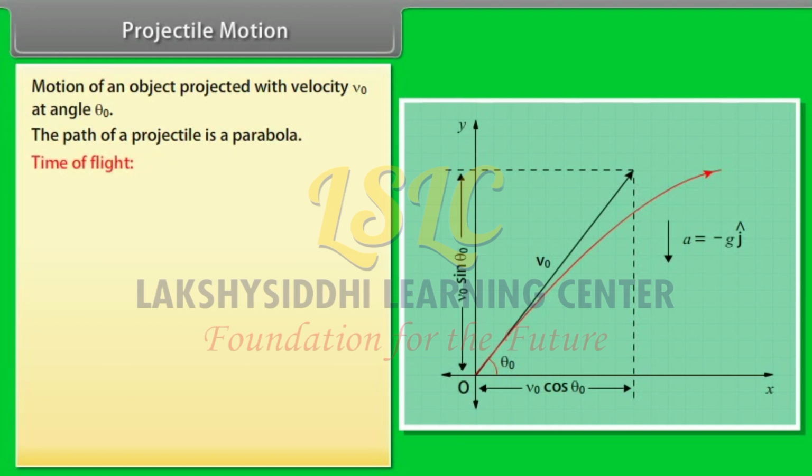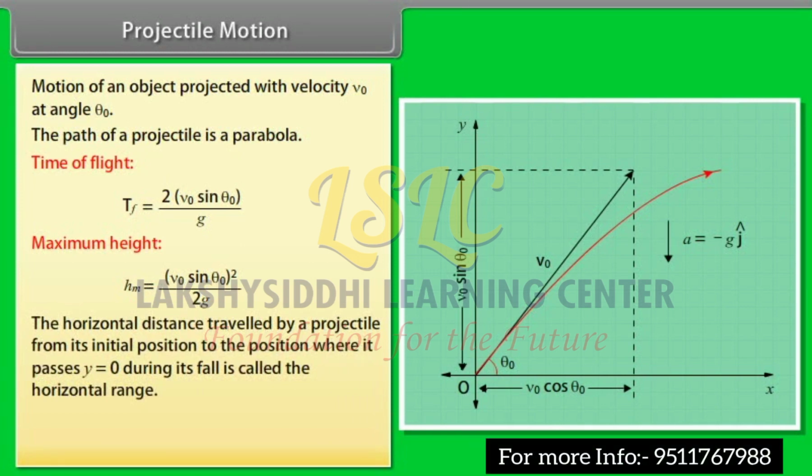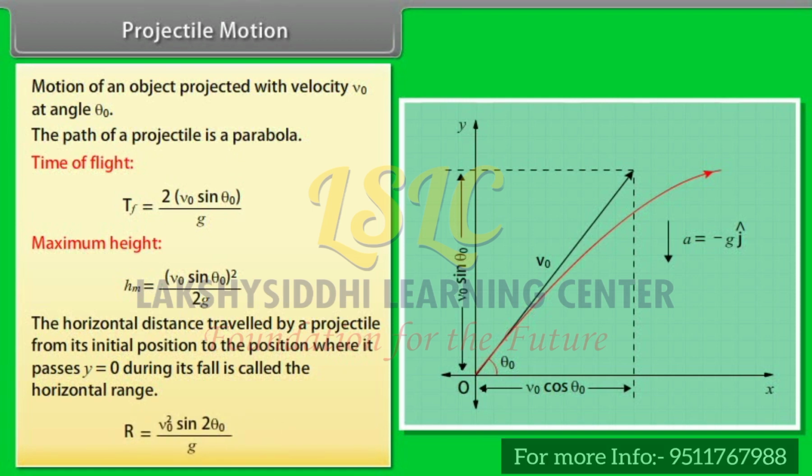Time of flight of a projectile is T_f equals 2 v naught sin theta naught divided by g. Maximum height of a projectile is H_m equals (v naught sin theta naught) squared divided by 2g. The horizontal distance travelled by a projectile from its initial position to the position where it passes y equals 0 during its fall is called the horizontal range. Horizontal range is given by v naught squared times sin 2 theta naught divided by g.